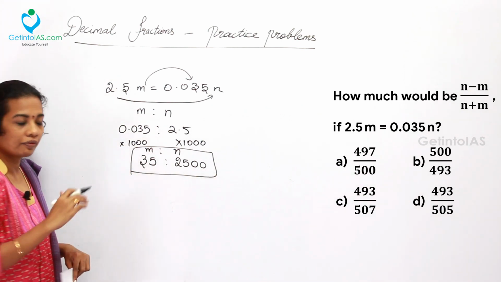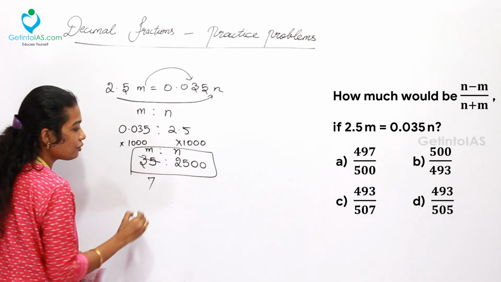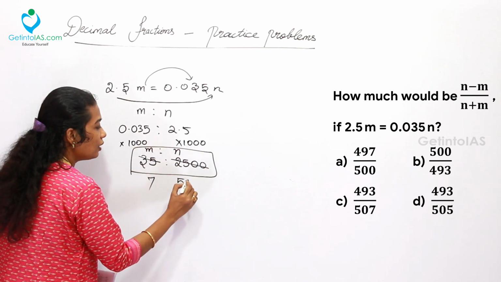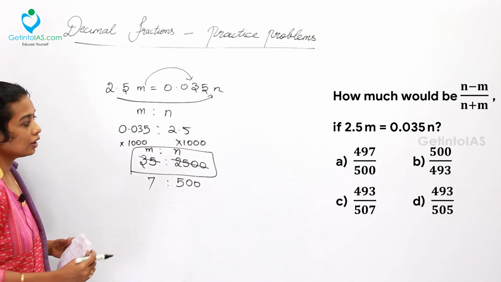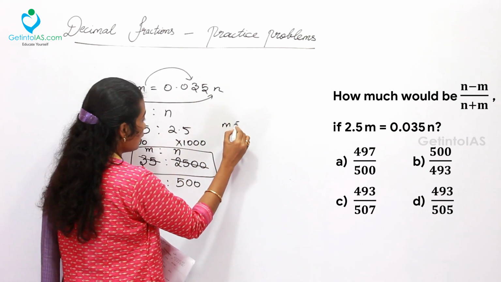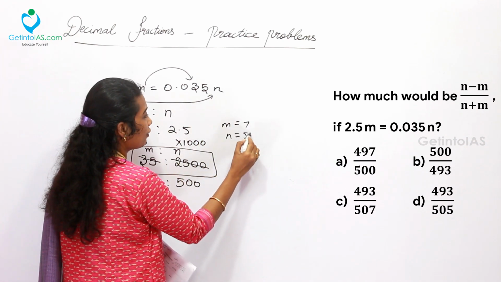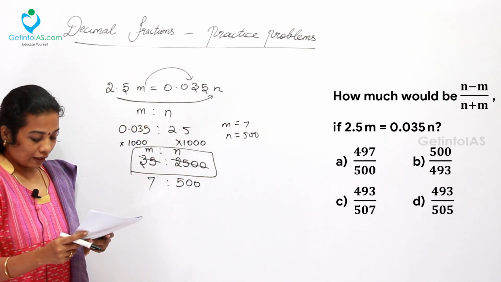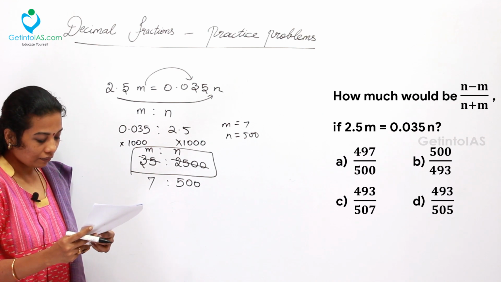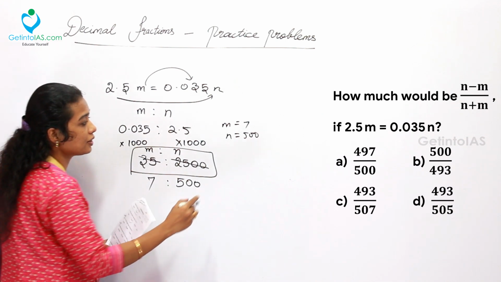So let's take the final ratio. Here 7 times 5, here 500 times 5. So m is to n is 7 is to 500. Now why should we not take m as 7 and n as 500? Because this is in the pattern of m plus n and m minus n. So here it is given n minus m by n plus m.